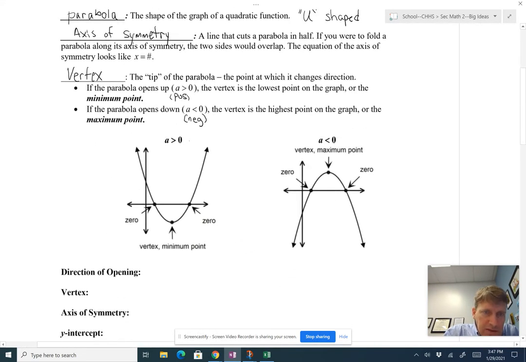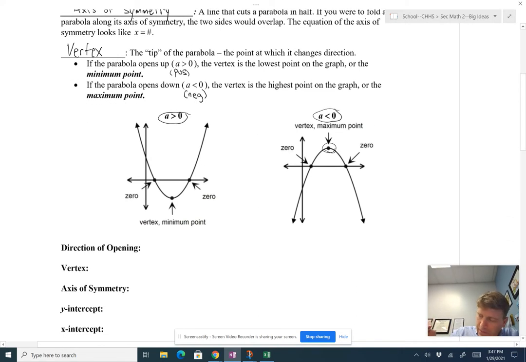In this one, a is greater than 0, is positive, it opens up, and it has a minimum point at the vertex. In this one, a is less than 0, it's negative, it opens down, and so the vertex is a maximum point, the highest point on that graph.